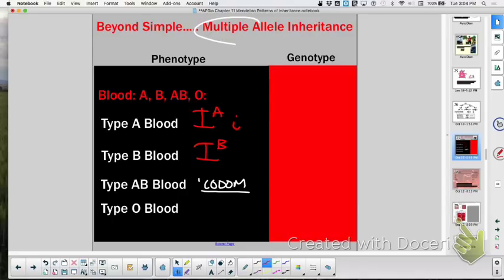How does that affect things? It changes our possibilities for our genotypes. We have a lot of different genotypes now, because in any one pair right here, you could have three different options, right?